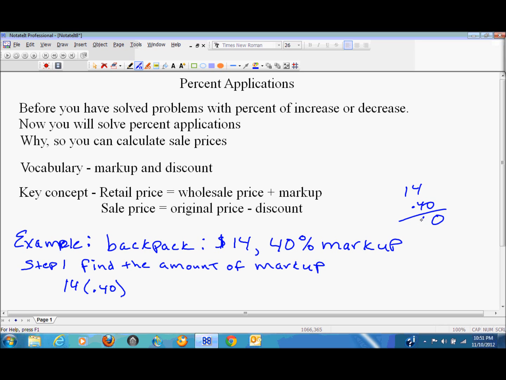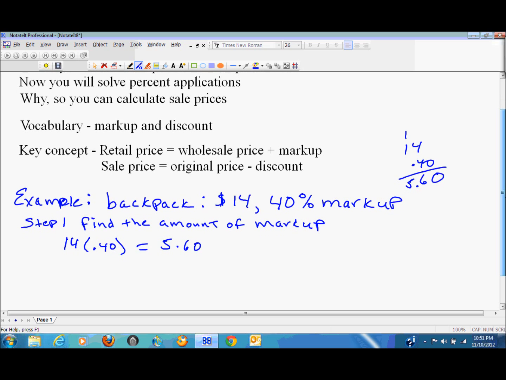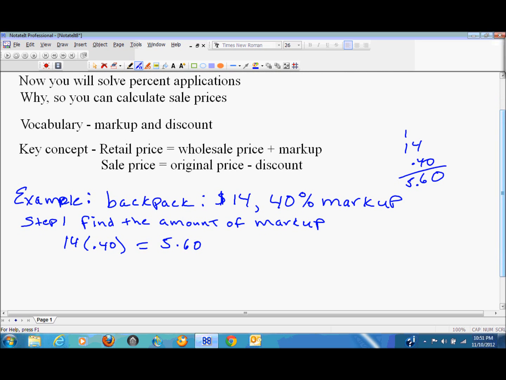4 times 4 is 16, and 4 times 1 is 4, and that's 5.60. So they're going to mark it up by the amount of $5.60. That's our markup, not the retail price yet, only the markup.